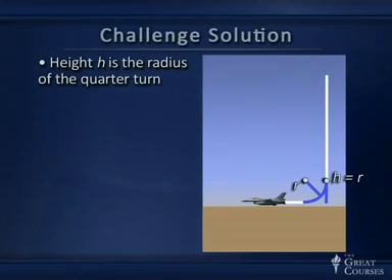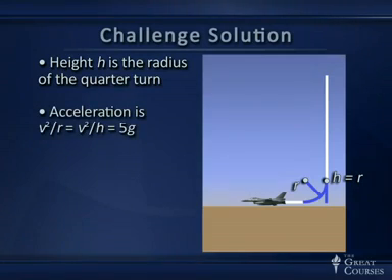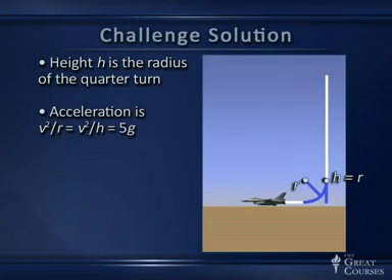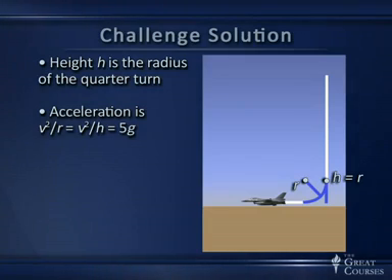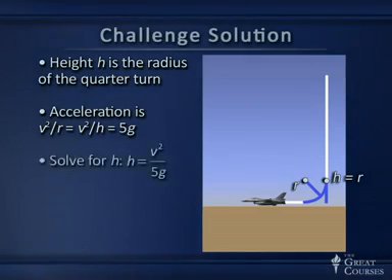We know what the acceleration is. It's v squared over r. So that's v squared over h because the radius is h, and we want that to be equal to 5g because that's the maximum we can have. And of course, we're going to have to back off from the final answer just a little bit to give a margin of safety, but there we are. We want it to be 5g, so let's solve for h. H comes out v squared over 5g.